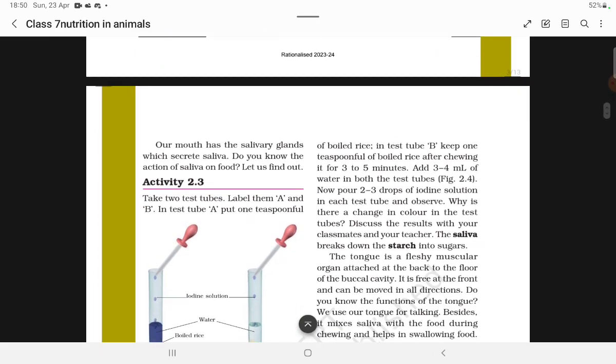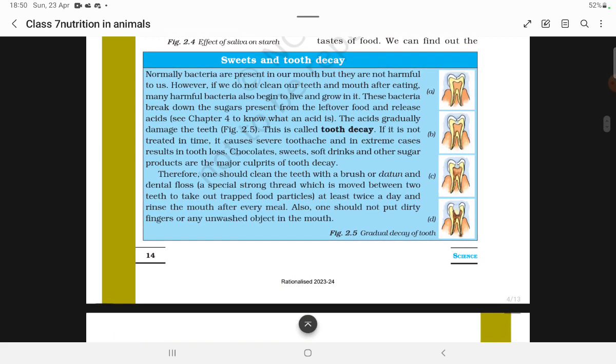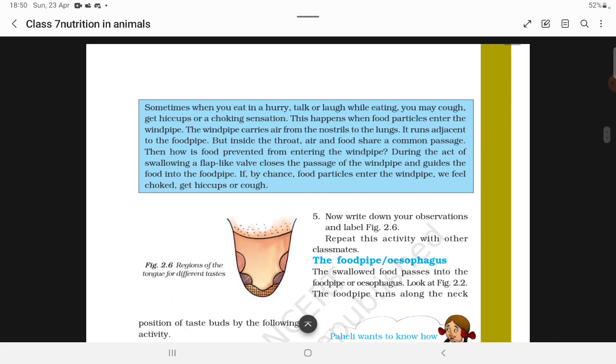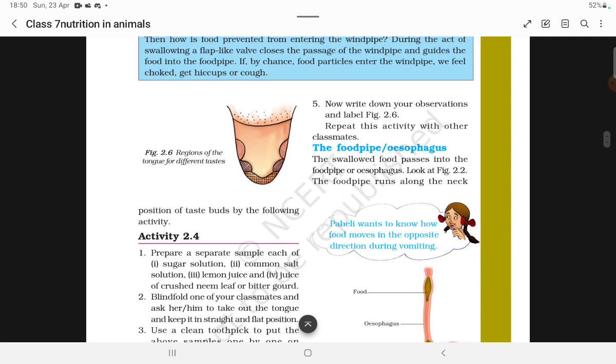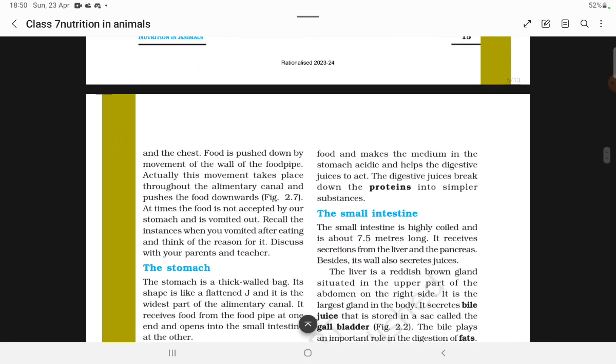Then we discussed how starch and saliva combine to form sugar, and that activity we also discussed here. What tooth decay is, we did in our previous class. How the epiglottis is helpful to us in the movement of the food. Then regarding the esophagus, the food pipe, we discussed.